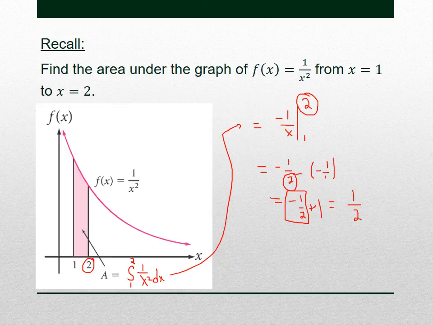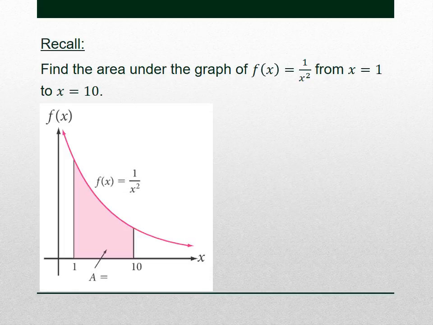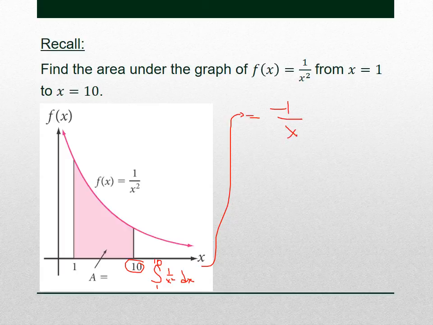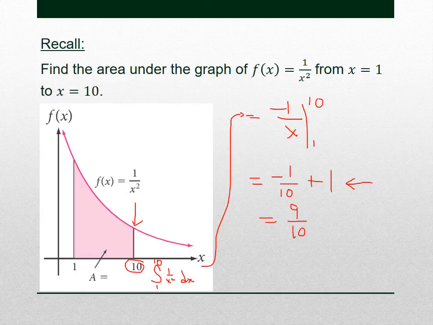Let's look at the next slide. This is the exact same setup, but instead of stopping at 2, we're going to stop at 10. So the integral is going to go from 1 to 10 of 1 over x squared. I could do all the same work. The antiderivative is minus 1 over x, evaluated from 1, and this time we're stopping at x equals 10. So we get minus 1 over 10, and then minus negative 1 becomes plus 1, and that is 9 over 10. So when we went all the way out to x equals 10, we ended up with 1 minus 1 over 10, which is 9/10. So the area under this graph from 1 to 10 is 9 over 10.